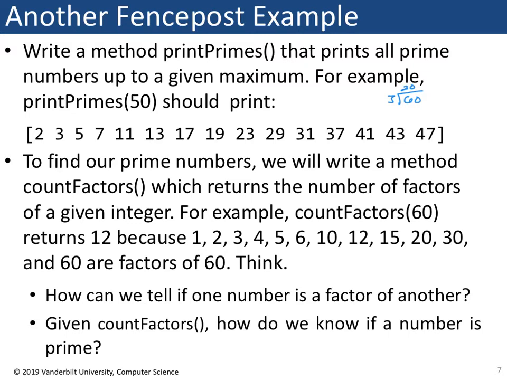So every number is going to have at least two factors. In that case, then we know that a number is prime specifically if a number has exactly two factors. So we can call countFactors and see if the number returned is equal to 2. If it is, then it's a prime number.